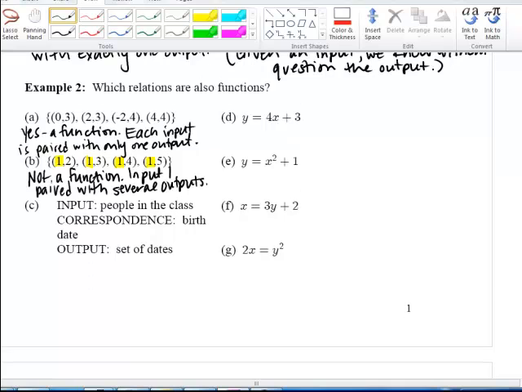Let's look at example C. This is our only example that's just a kind of verbal description. But if we think of the set of inputs as the people in our class, and the correspondence being the birth date, so this set of outputs being the set of dates, we want to decide if this is a function. So the question you want to ask yourself is, if someone gives you an input, so if someone names a person in our class, can we say, without question, here's the output? And we should be able to, and so we should say, yes, this is a function, since every person has only one birth date.